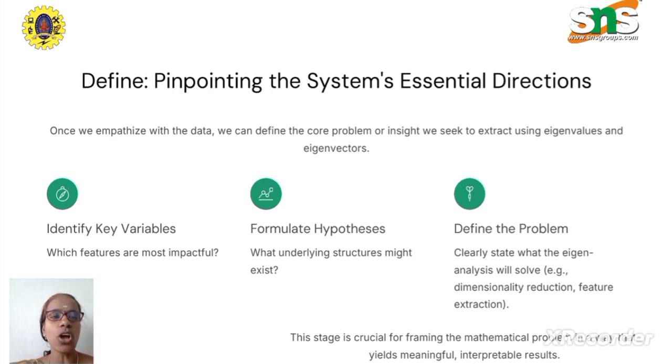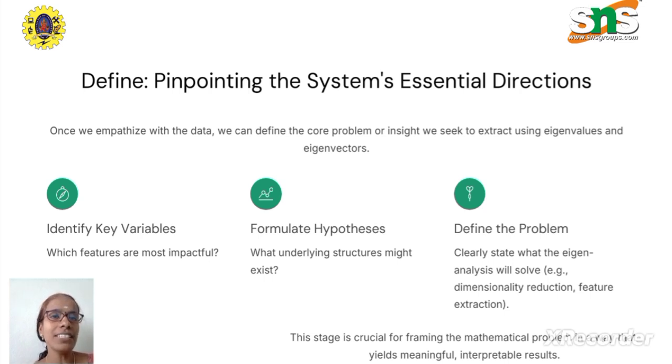So there are 3 things to understand. The first thing is we need to identify the key variables, which features are most impactful. The second thing is we need to formulate the hypothesis. A hypothesis may be true or false, but we need to formulate it. In this case, we look at what underlying structures might exist.